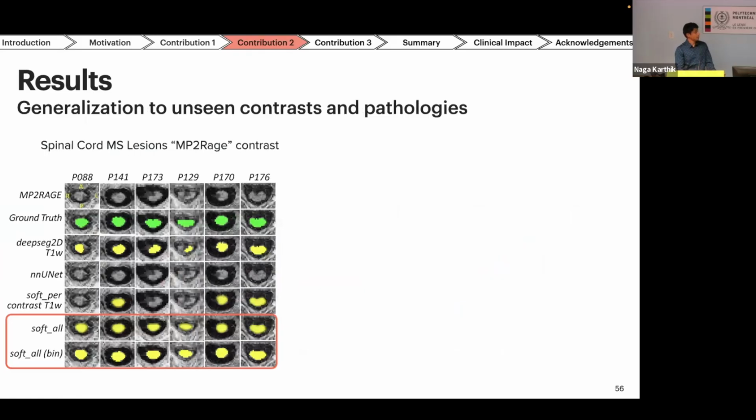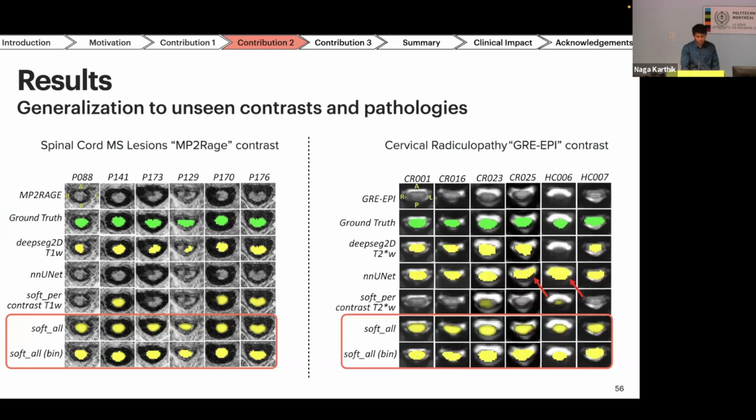Recall that we trained only on healthy participants, and also this contrast did not exist in the training set. But once we tested it on even pathological patients and also different contrasts, we saw that our approach still obtained good segmentations compared to the previous approaches that we compared with. And similar is the case with another pathology as well.